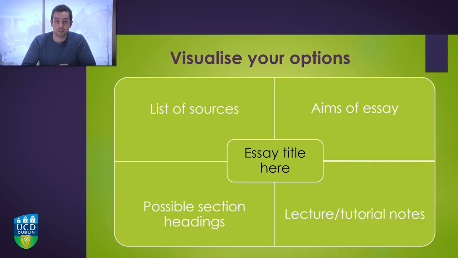So you put your essay title in the middle. In the top right-hand corner, aims of essay. So you will obviously have a title, and there are expectations around fulfilling the demands of a particular essay title. But you'll have your own aims in order to be able to do this. So put down a couple of aims that you think might speak to the essay title.